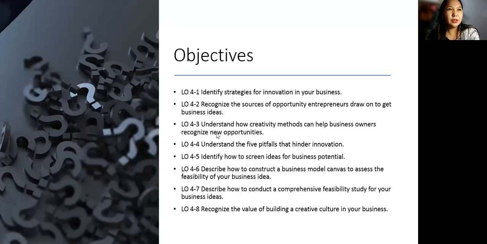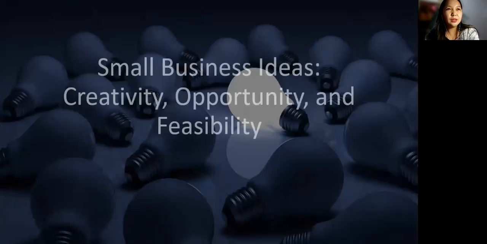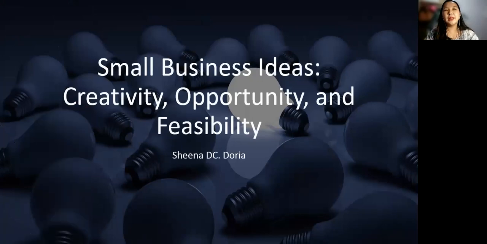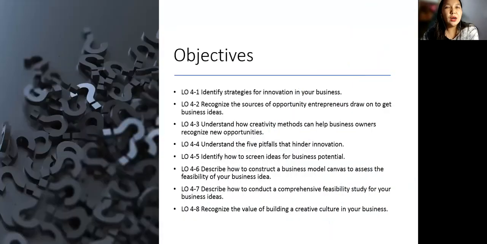Let's start with the first one. Our topic for today is about creativity, opportunity, and feasibility. To start, these are the objectives for this chapter. First, to identify strategies for innovation in your business. Second, to recognize the sources of opportunity entrepreneurs draw on to get business ideas. Third, understand how creativity methods can help business owners recognize new opportunities.